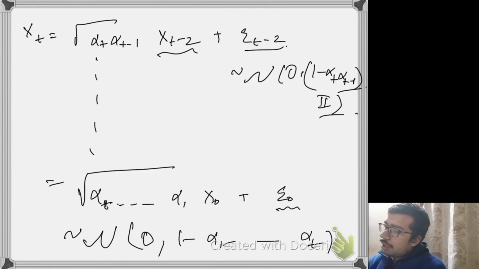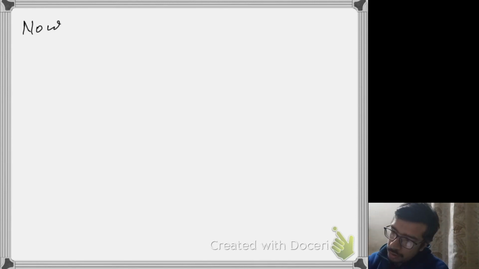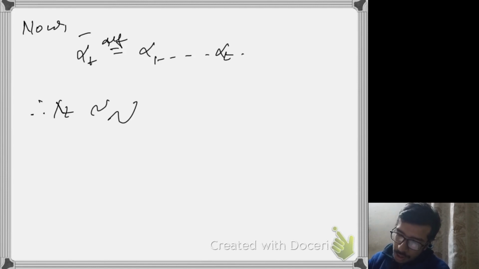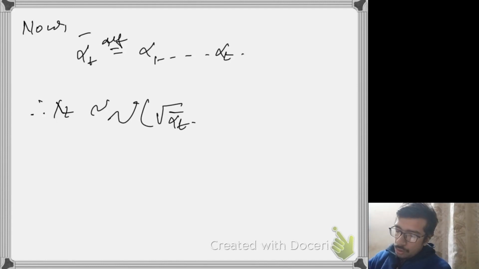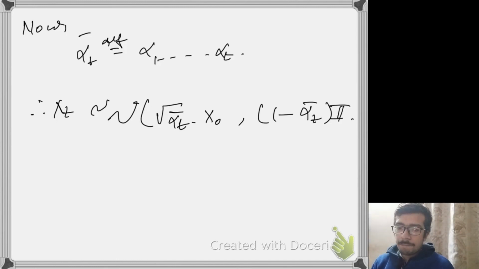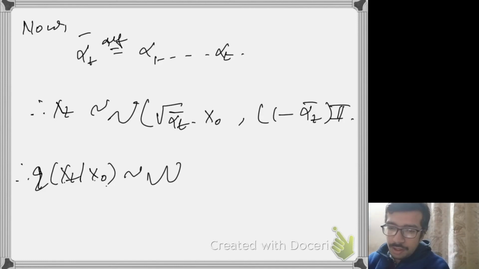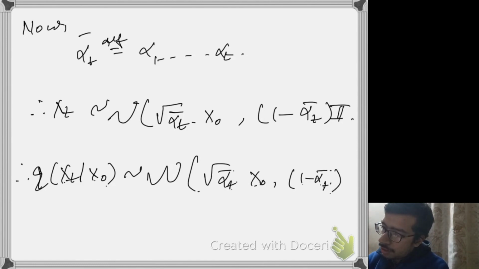Here we define alpha t bar, the cumulative alpha t, as the product of alpha 1 up to alpha t. So essentially xt is normally distributed with mean square root of alpha t bar x naught and variance 1 minus alpha t bar times identity, right? Therefore q of xt given x naught is normally distributed with mean square root alpha t bar x naught and covariance 1 minus alpha t bar identity.